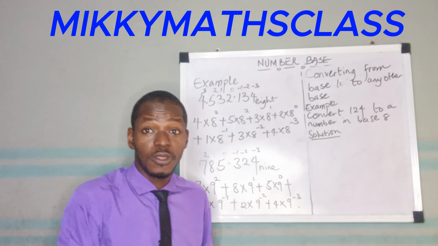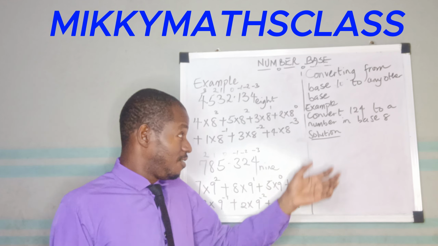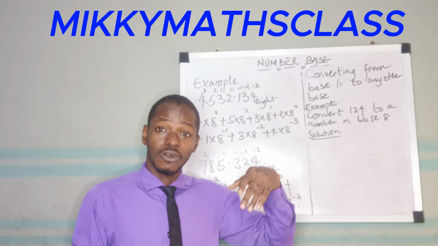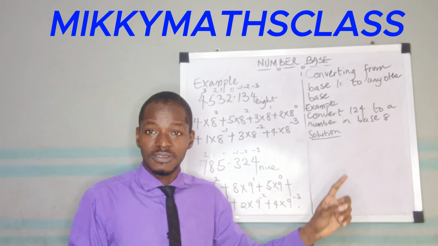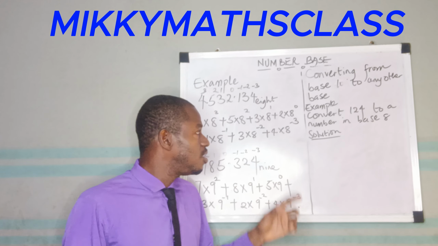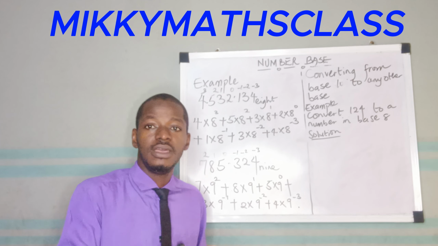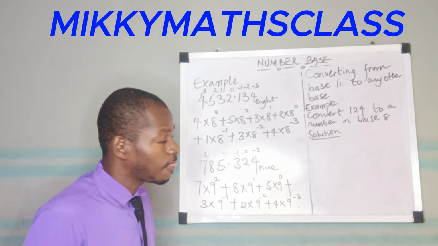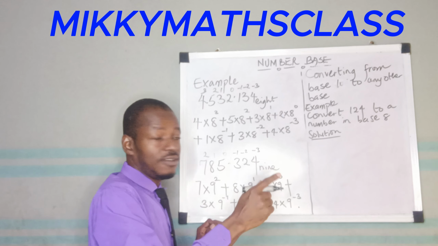So we can convert numbers from base 10 to any other base, from another base to base 10, and we can also convert numbers from one base to another base other than base 10. But first, we'll look at converting numbers from base 10 to any other base. So let's look at this first example. Convert 124 to a number in base 8. The first thing we have to do is successive division. When we are converting a number from base 10, take note, we divide successively.